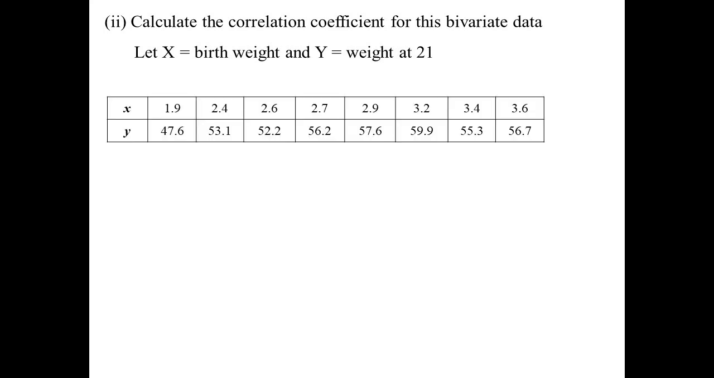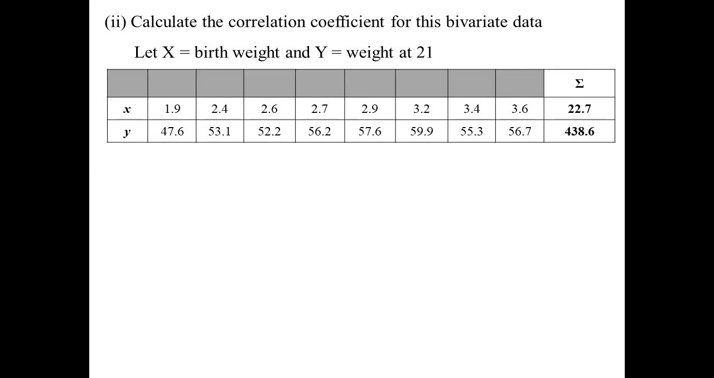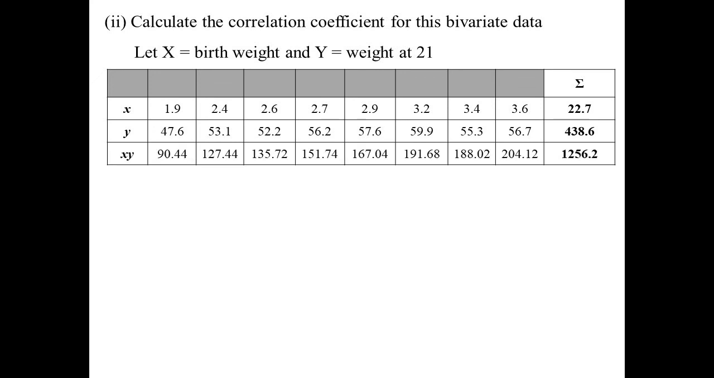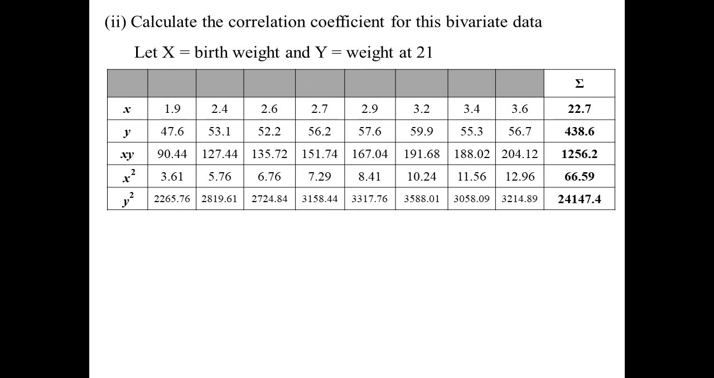So we'll calculate it. X is going to represent the birth weight. Y is going to represent the weight at 21. So there's those values we just saw. Now, all the bits of information we need to do this: we need the sum of each of those. X times Y is going to come in handy, so we'll multiply X with Y and there's our answers. Well, if we're going to work out variance, we're going to need X squared and Y squared. So I've worked out each of those.